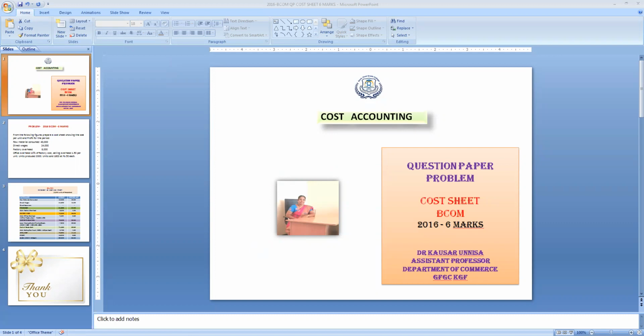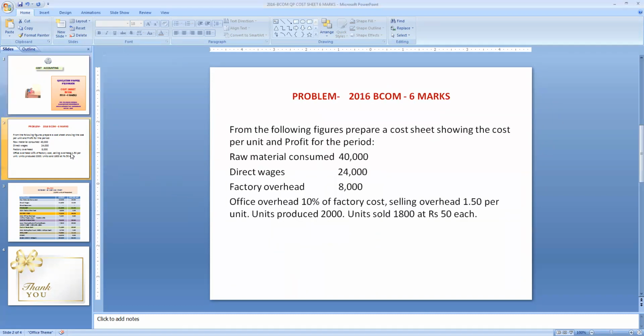In the previous session, we discussed the problem relating to the cost sheet from the question paper 2015, which was given for 6 marks. Today in this class, let us have a discussion on the problem on cost sheet in the year 2016 for 6 marks. Let us then see this problem.